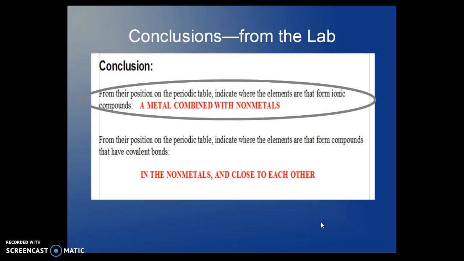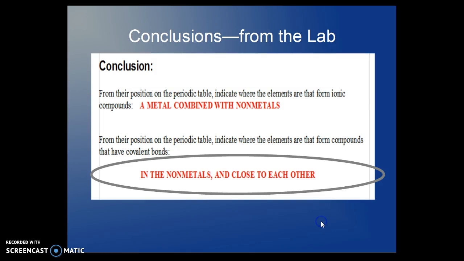Therefore, we say, from the position on the periodic table, elements that form ionic compounds are metals combined with nonmetals, and covalent molecular compounds are made up of nonmetals that are close to each other on the periodic table on the far right.